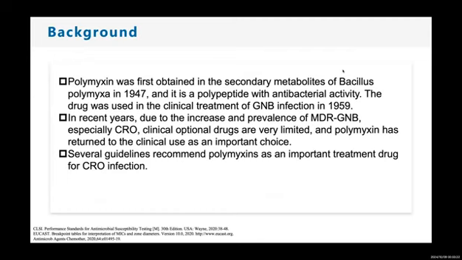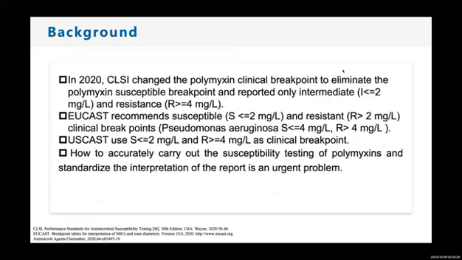Several guidelines recommend polymyxins as an important treatment drug for CRO infections. In 2020, CLSI changed the polymyxin clinical breakpoints to eliminate the polymyxin susceptibility breakpoint and reported only intermediate and resistant. ChiCAST recommended susceptible as less than or equal to 2 micrograms per liter and resistant as greater than 2 micrograms per liter. US CAST uses S less than or equal to 2 and R greater than or equal to 4 as clinical breakpoints.